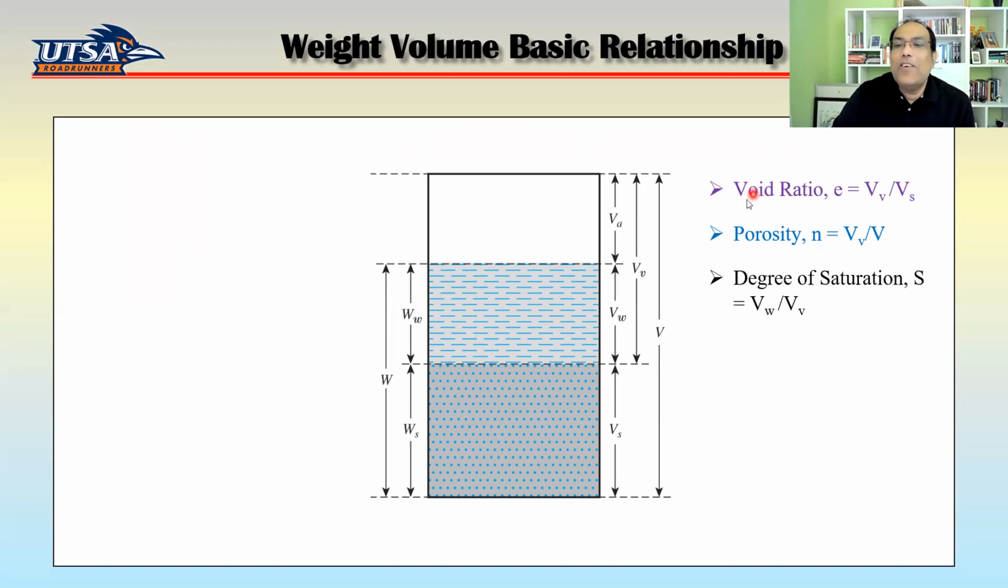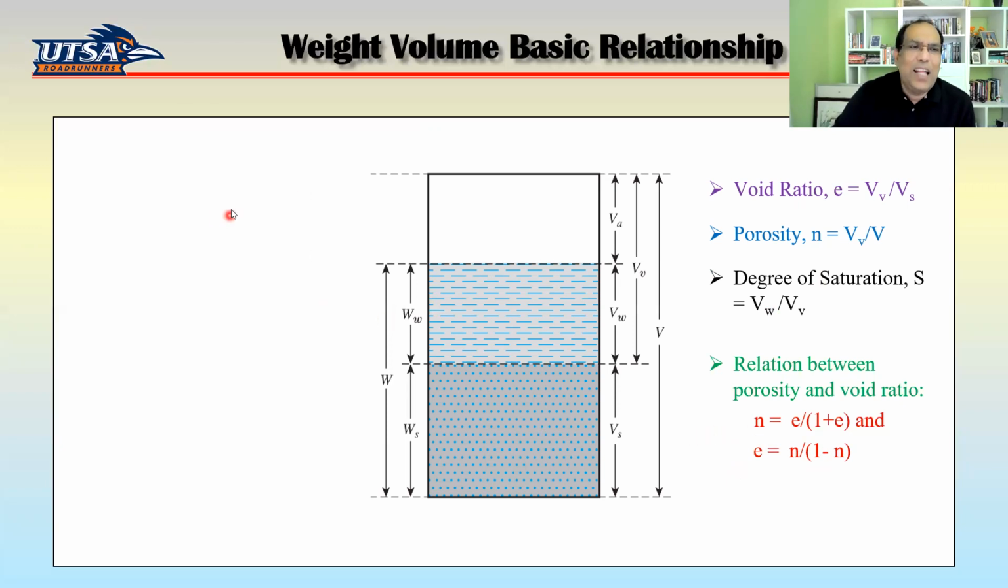Okay. Now there is a relationship between void ratio and porosity. If you know that relationship, it would be much easier for you to convert from one to the other. So your porosity is basically void ratio divided by 1 plus void ratio. Similarly, if you want to find out your void ratio and you know your porosity, then your void ratio is equal to n divided by 1 minus n. So n is the porosity and e is the void ratio.